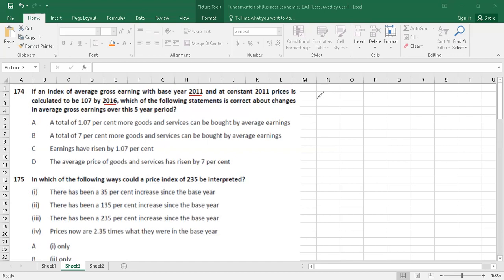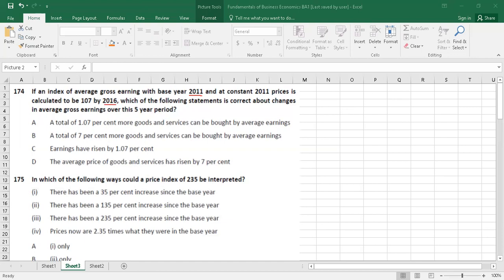The options are: A, a total of 1.07% more goods and services can be bought by average earnings. B, a total of 7% more goods and services can be bought by average earnings. C, earnings have risen by 1.07%. D, the average price of goods and services has risen by 7%. Okay, so the index is 100%. Now they stand at 107%.